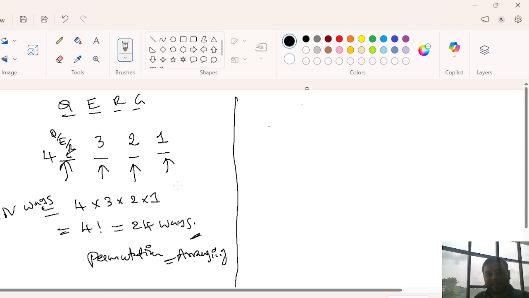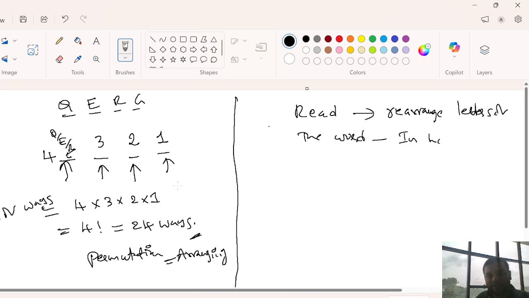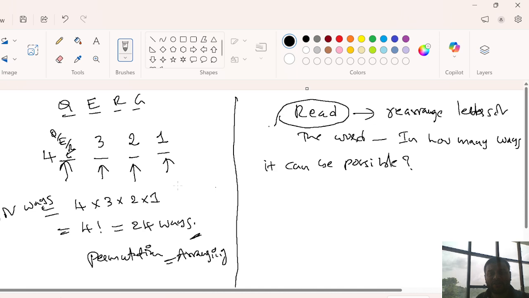Let us say we are having the word READ, and I want to rearrange the letters of this word. Then in how many ways can it be possible? That is the question. So guys, if you want to rearrange the letters of the word READ, in how many ways can the arrangement be possible?